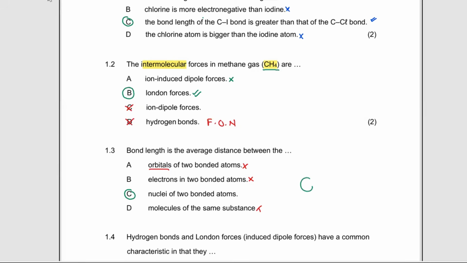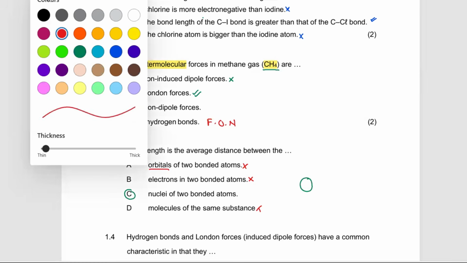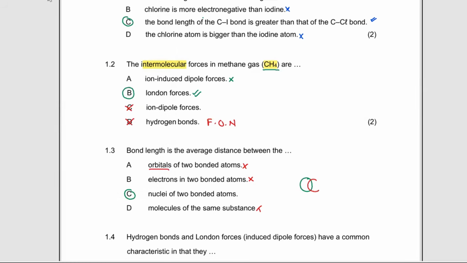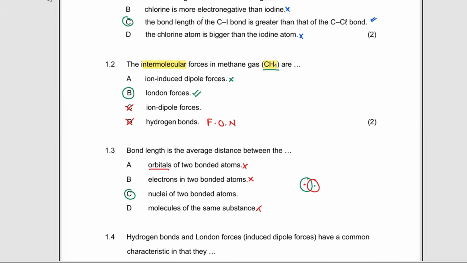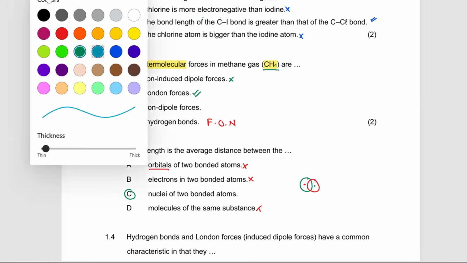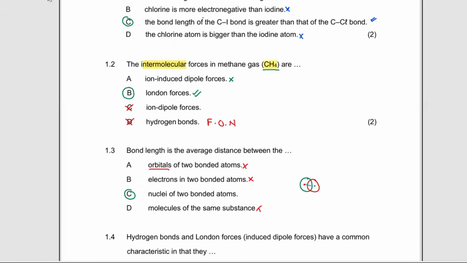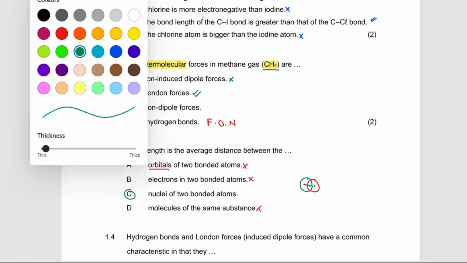So we're talking about the average distance of the bond length. If you're having these two atoms bonding together, what we are focusing on is the distance between the nucleus of each, so this nucleus versus the nucleus of the other one. So this is the bond length that we are referring to, the distance between these two nuclei. So our correct option there is going to be option C, which is the distance between nuclei of two bonded atoms.